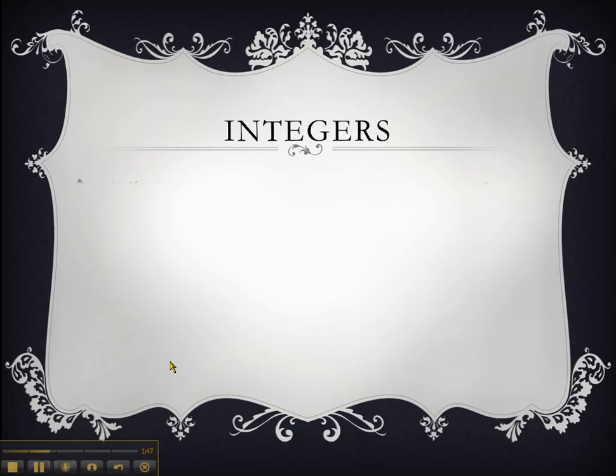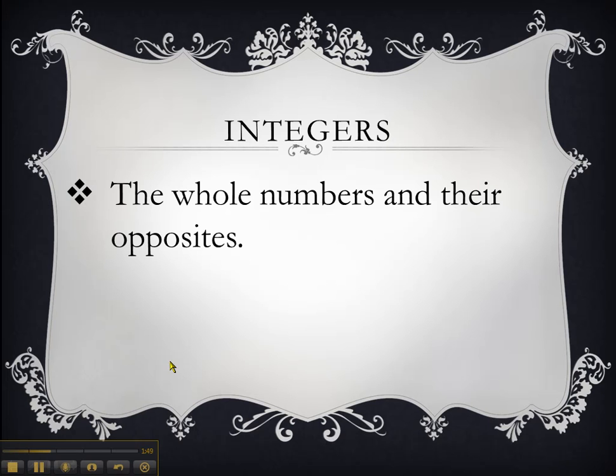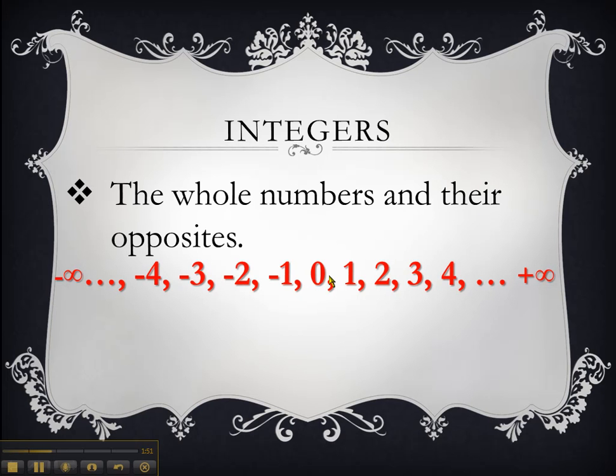Integers: the whole numbers and their opposites. So what we have is 0, 1, 2, 3, 4 up to infinity. From here on, these would be the whole numbers, but also the opposites of those. An opposite is two numbers that have the same distance from 0 on the number line. So for example, 3 is 3 units from 0 on the number line, but also negative 3 is 3 units.